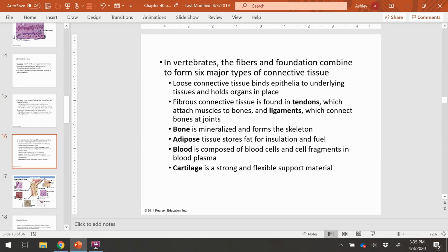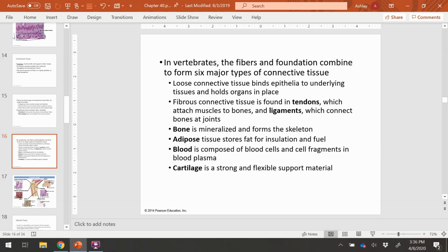Loose connective tissue will help bind the epithelial skin layer to underlying tissues and holds organs in place. It's kind of like the in-between filling between different parts of the body. Then you have the fibrous connective tissue, which attaches muscles to bones as tendons, and bones to bones as ligaments. So fibrous is tendons and ligaments.